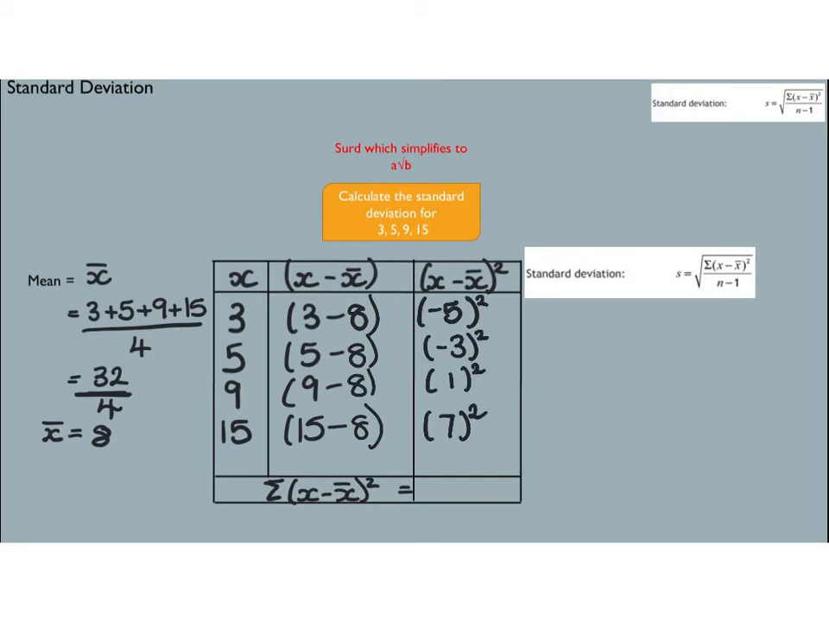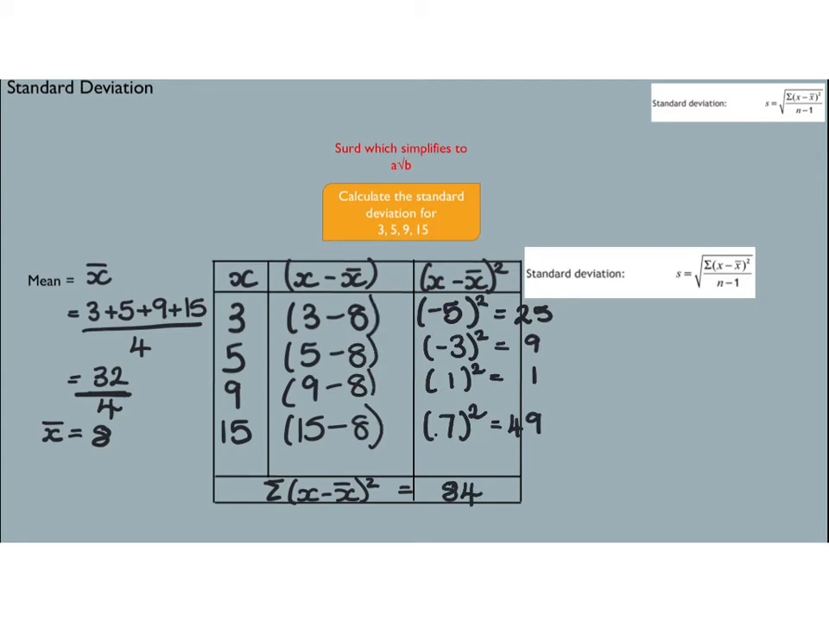Okay, so hopefully I've got these right so far. Minus 5 squared, minus 3 squared, 1 squared and 7 squared, so just need to work those out. Remember that a negative number times a negative number makes a positive, so all square numbers come out as positive, okay? Now, if I add all those numbers together, I will get 84.